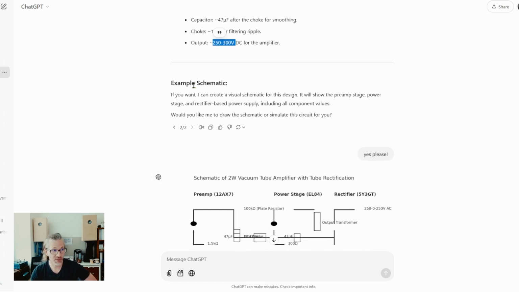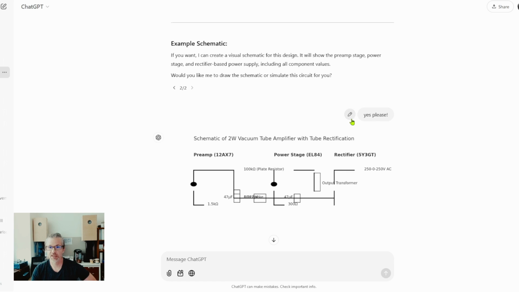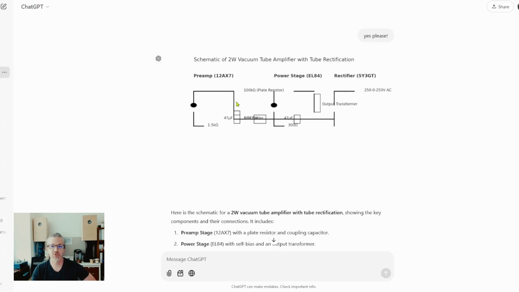And then example schematic. Here now it gets more curious. If you want, I can create a visual schematic for this design. And then would you like? I said yes please, and this is what it gave me. As you see, it has kind of the elements, and I know what it wants because I know how schematics look. But if you want to build it, then this is garbage for you. It's totally unusable.